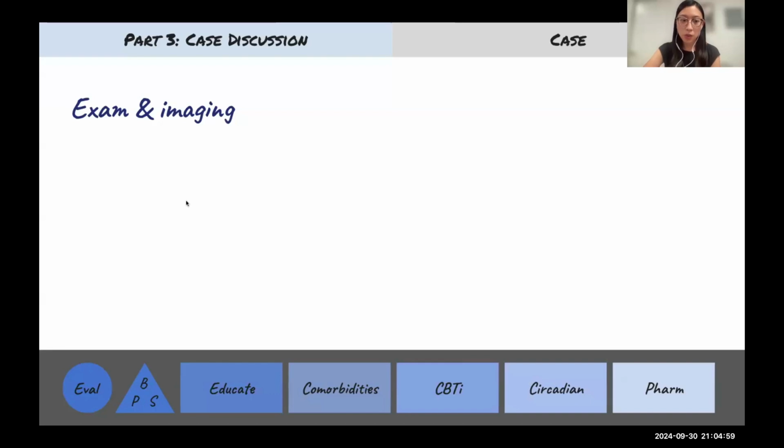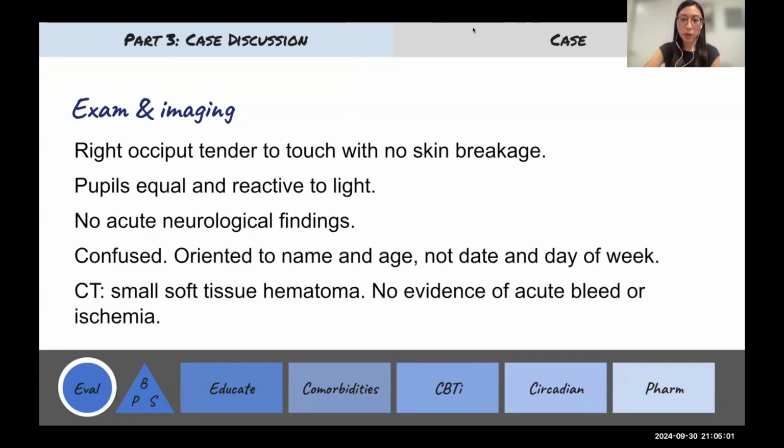So first things first, we want to make sure that we do a really thorough evaluation of this patient. So the first thing is taking a look at his physical exam. So when you examine him, you notice that he's got some tenderness at the right occipital region, but fortunately no skin breakage. On a brief neurologic exam, his pupils are equal and reactive to light. There's no acute neurologic deficits per your exam, but you do notice that he's got some altered mental status. So he seems a little bit confused. He's oriented to his name and his age, but he doesn't really know the date or the day of the week.